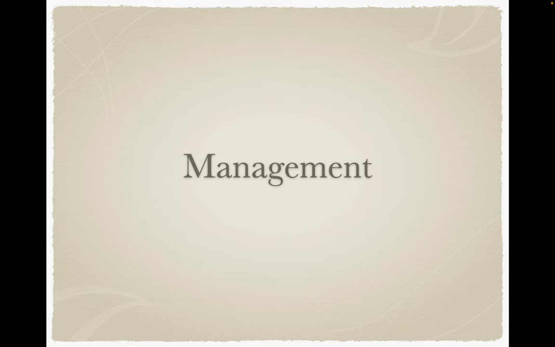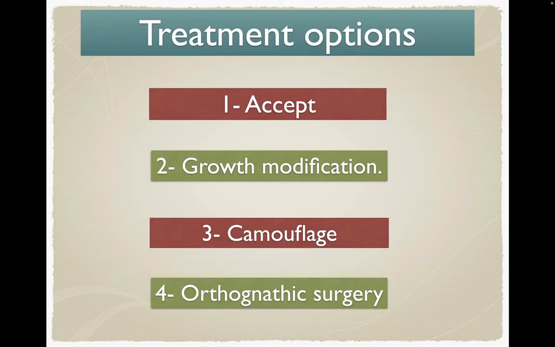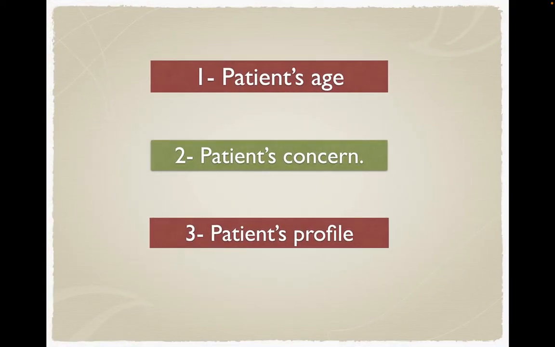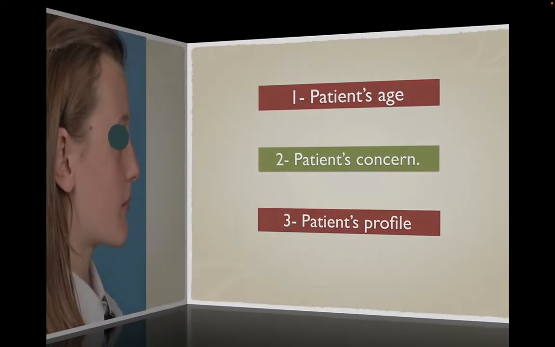So, how do we manage class 2 division 2 malocclusion? Again, these are all the options that we have: accept, growth modification, camouflage, and orthodontic surgery. And whenever you think about orthodontic treatment, you need to have these four options at the top of your head. Now, how do we decide? It depends on the patient's age, concern, and profile, and we discussed that in detail when we discussed the treatment planning lecture.